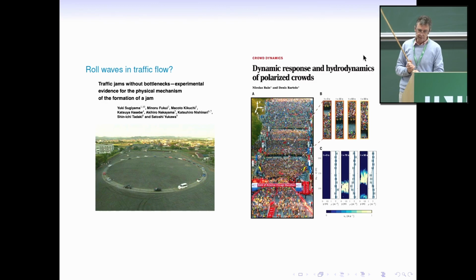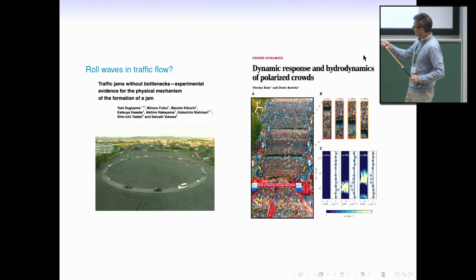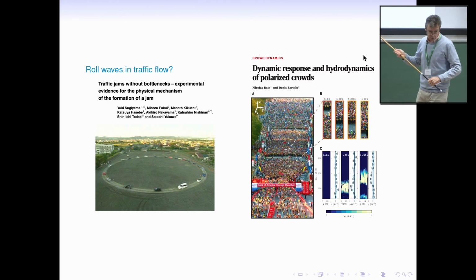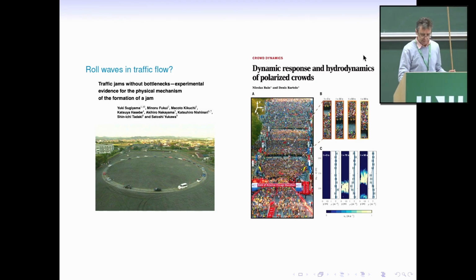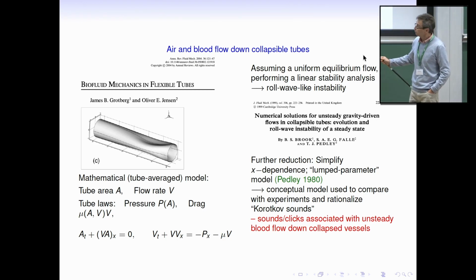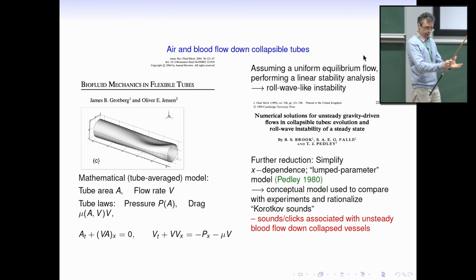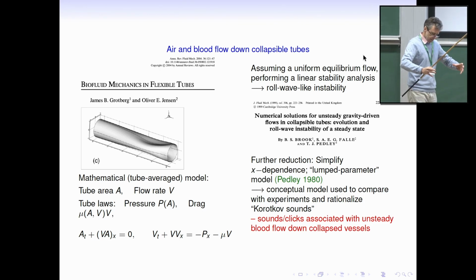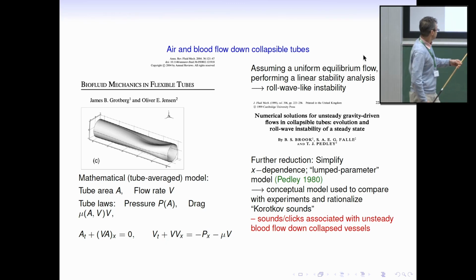People have also suggested this to happen in various kinds of traffic flow problems. This is a little less clear. Normally for traffic flow you have a kinematic wave equation, somehow you need two in order to get the roll wave phenomenon, but it's been suggested there. Flow down collapsible tubes. So if you take a tube with an elastic wall, you have flow down it, the tube can collapse a little bit, and people have observed the roll wave phenomenon in this particular context.